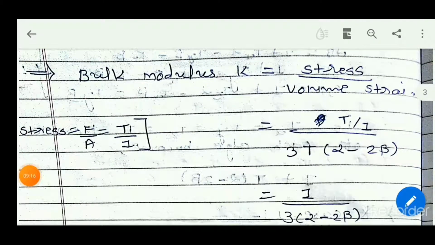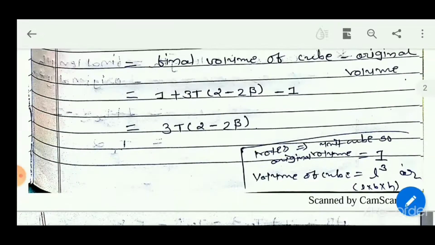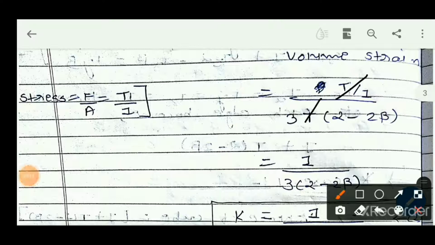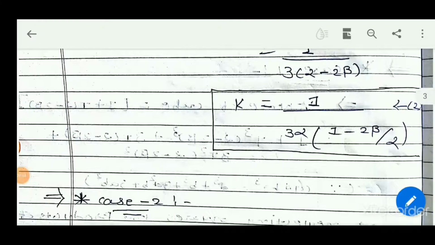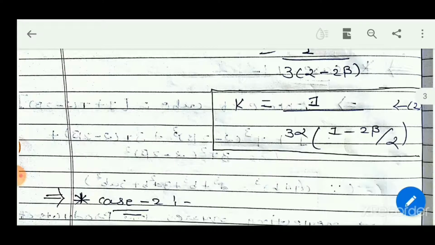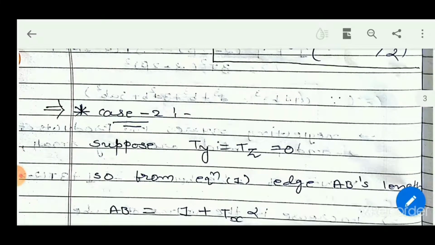So now stress is equal to force upon area. Force is equal to T, area is equal to 1 because it's a unit cube. Volume strain is equal to 3T alpha minus 2 beta, which we already derived. So T gets cancelled out and it becomes 1 upon 3 alpha minus 2 beta. So our equation is K equal to 1 upon 3 alpha into 1 minus 2 beta upon alpha. So we derived our first small, simple and sweet equation.